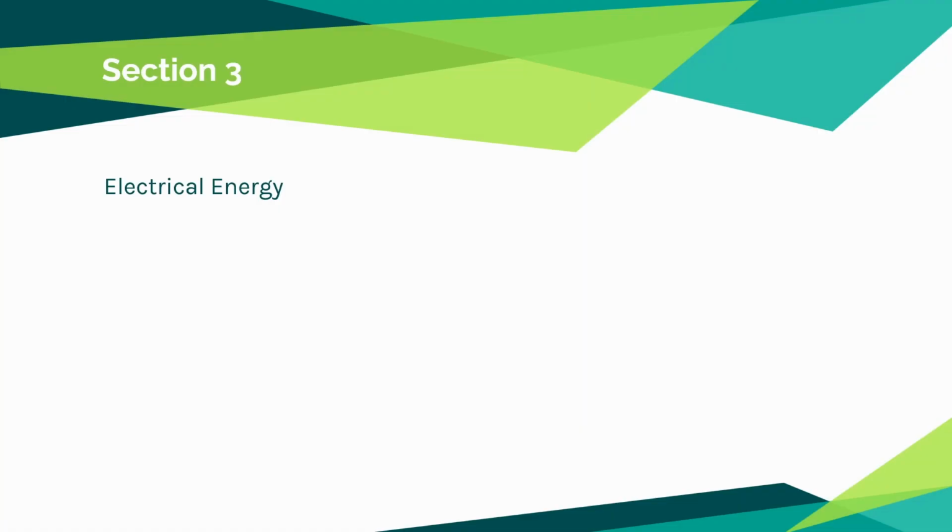Section 3. Electrical energy. In this section, we will move from simply describing current in circuits to thinking about how electricity transfers energy. This is where we connect electricity to real devices in the home and everyday life.